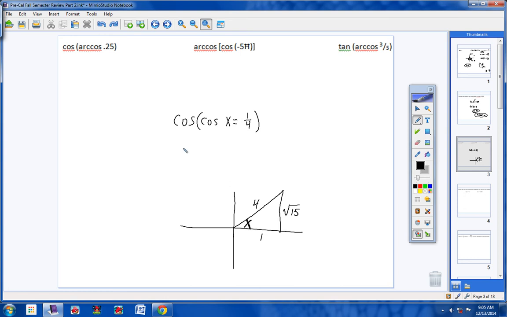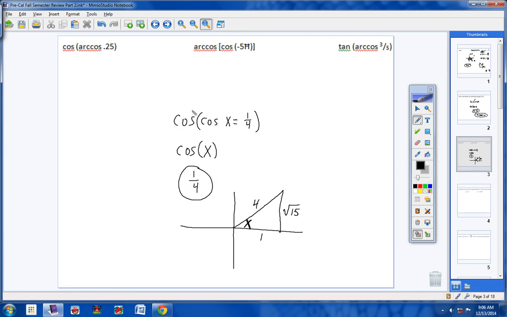You just called it X. Yes, I did call it X, but look how I set it up down here. I've got it set up perfectly. So I can put cosine of, and this whole thing here became angle x. And now I can find the cosine of x by using this triangle here. And the cosine of x is 1/4, adjacent over hypotenuse.